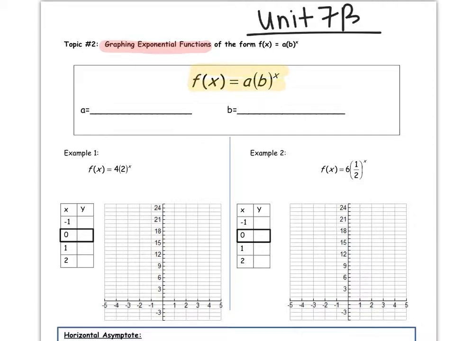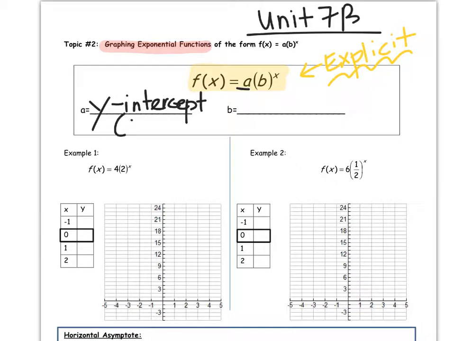And last class, we also talked about recursive versus explicit. This is an explicit exponential equation. And when we wrote explicit exponential equations, we talked about what these two parts meant. The a value is the y-intercept. And I'm going to write underneath there what that looks like on a table. It would look like this, 0, comma, whatever a is. The b value is the common ratio.